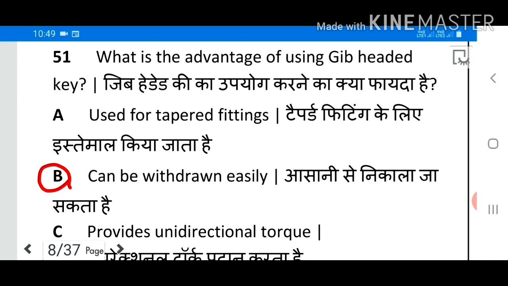Question number 51. What is the advantage of using gib-headed key? Answer B. Can be withdrawn easily.